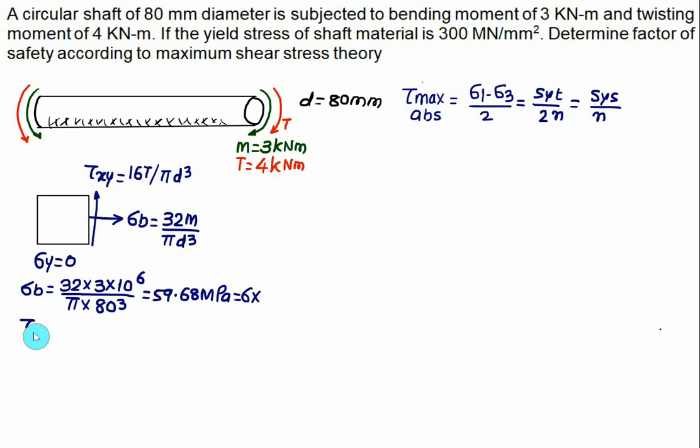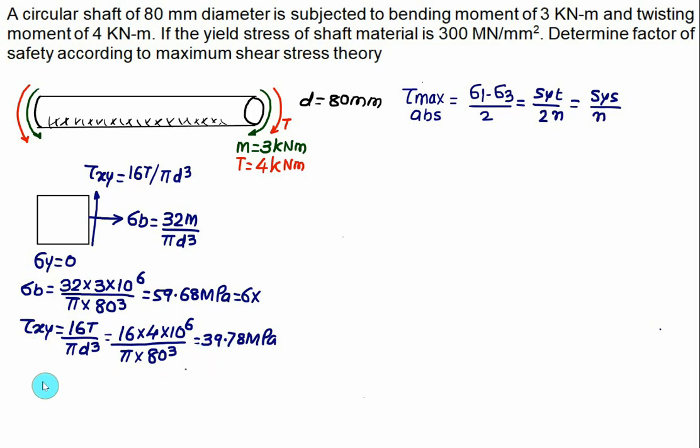Similarly, we can calculate tau xy. According to the torsion formula, this value is 16 times T divided by pi into d cubed. We have torque equal to 4 kN·m, so we multiply by 10 to the power 6, divided by pi, and the diameter is 80 cubed, which is equal to 39.78 megapascal. We have sigma y is 0, sigma x equal to sigma bending, and tau xy equal to 39.78. So I will go by the basic principle here.